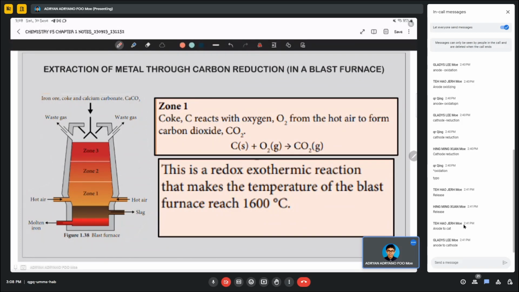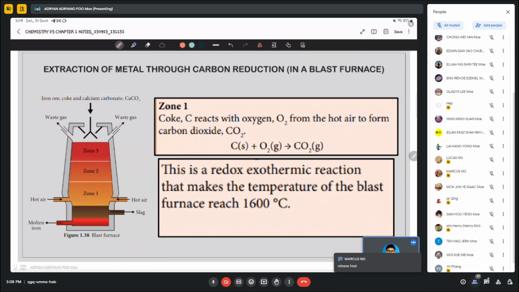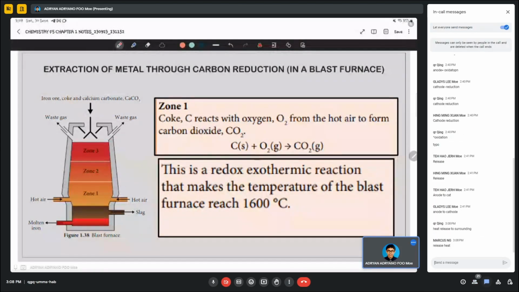May I ask, what is exothermic? Answer in the chat. What is exothermic? Okay, good. Heat is released to the surroundings. So when heat is released, obviously the surrounding temperature will increase. So that's why they say we reach 1600.